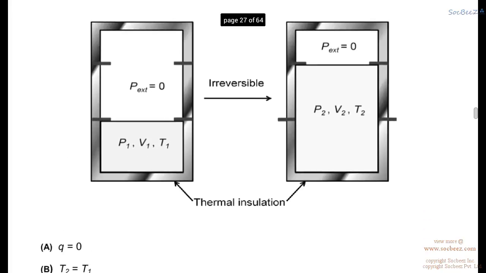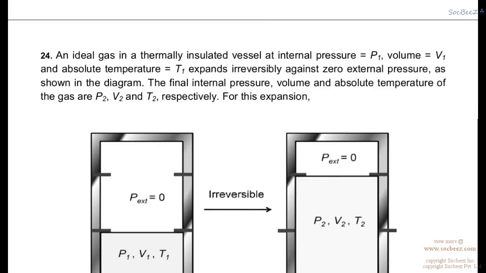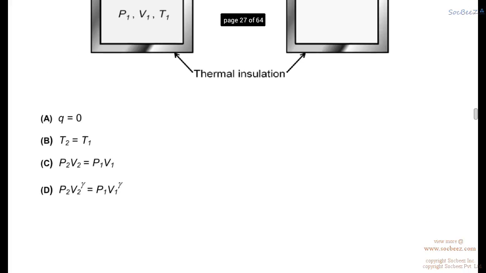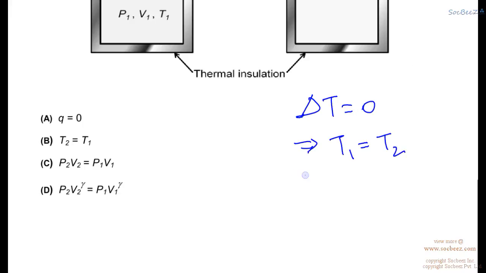Well, since this process is carried out irreversibly against zero external pressure, and moreover this is a thermally insulated vessel, we can infer that delta T equals 0, which means that T1 equals T2. It also means that delta U1 equals delta U2, where delta U is the change in internal energy. So option B is correct.